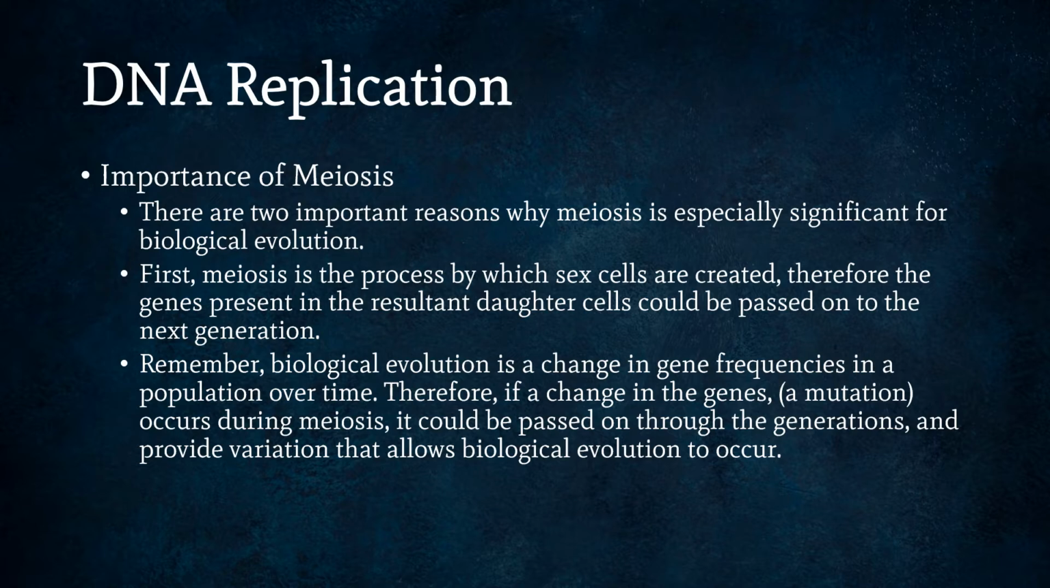Don't forget, again, biological evolution is a change in gene frequencies in a population over time. Therefore, if a change or mutation occurs, it could be passed on through the generations and provide variation that allows biological evolution to occur. So this point here is sort of a second point, all right? Not only is this the process by which genes are passed on, but if a mutation occurs and can be passed on, this can allow the variation required for something like, let's say, natural selection to occur.